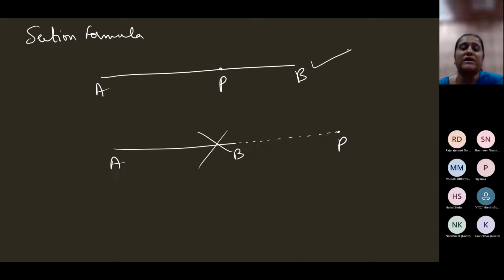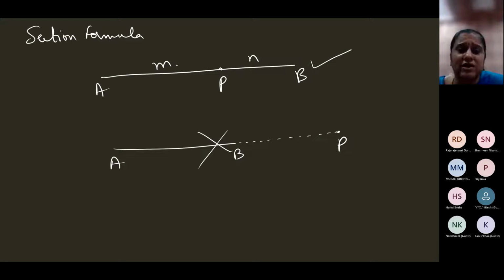So we are going to talk only about internal division. That is, the point P lies on the line segment AB, not when produced. The point P lies on the line segment AB. So now when P lies on AB, it is dividing AB in some specific ratio. So why does ratio come here? Because when P lies on it, it's dividing it in some particular ratio. So that ratio is taken as M is to N.